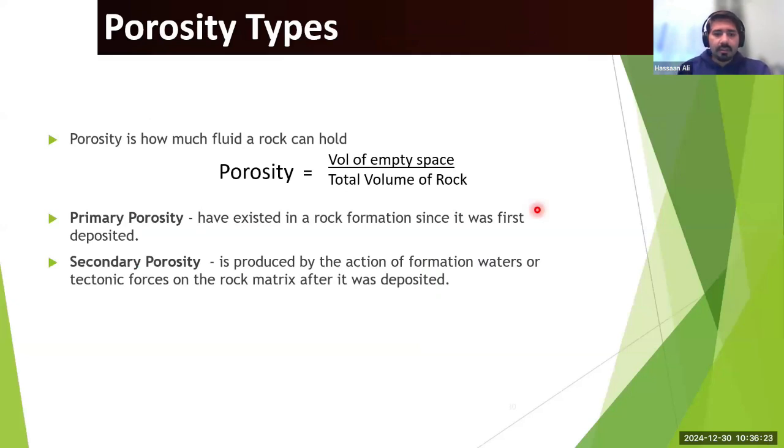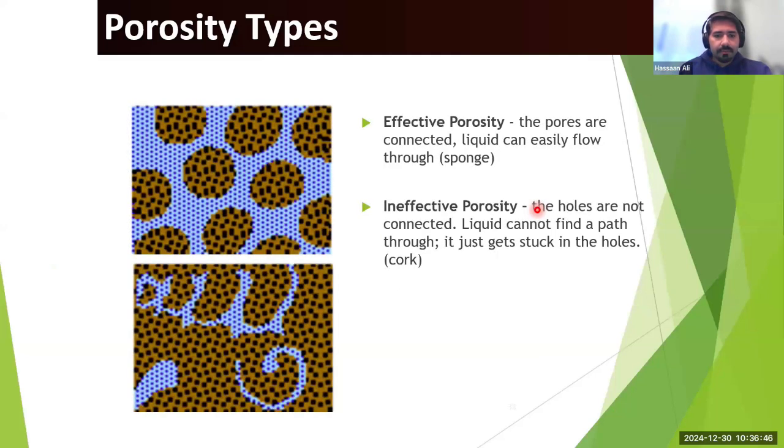Primary porosity is an inherent property of the rock. It exists in the rock formation when it is first formed. The secondary porosity is effectively produced by the action of formation waters and tectonic forces, because they can actually change the porosity of the rock as well once it is deposited.